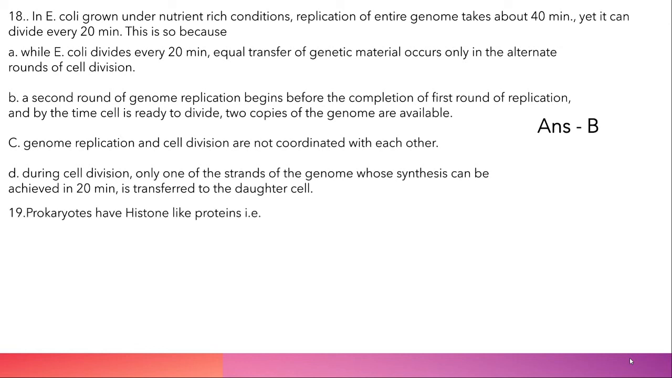Go for the 19th question, that is prokaryotes have histone-like proteins, that is HV, HH, HU93 or HU90. So the correct option is option C, that is HU93.